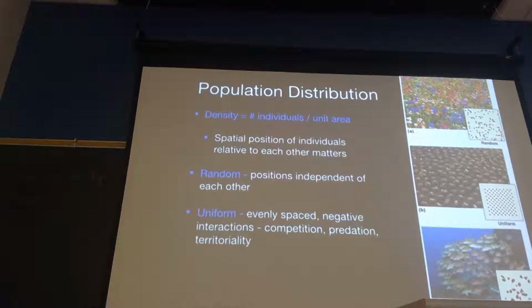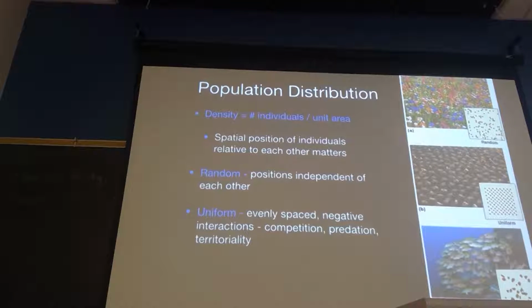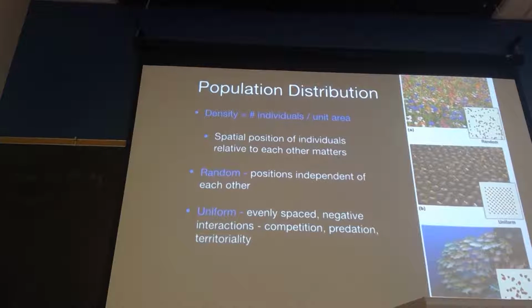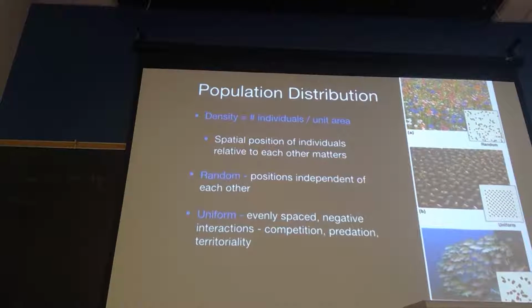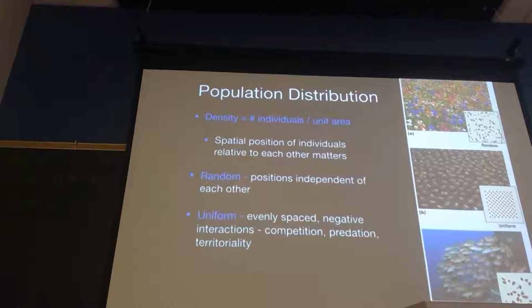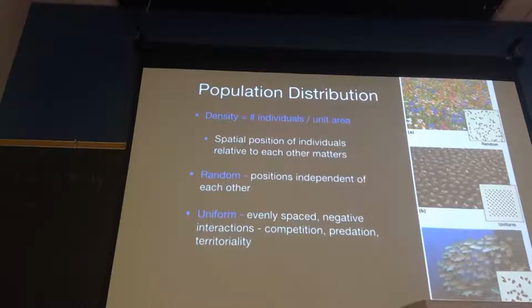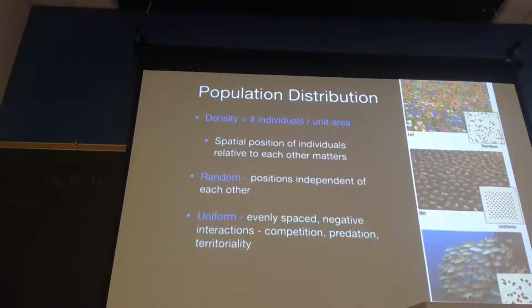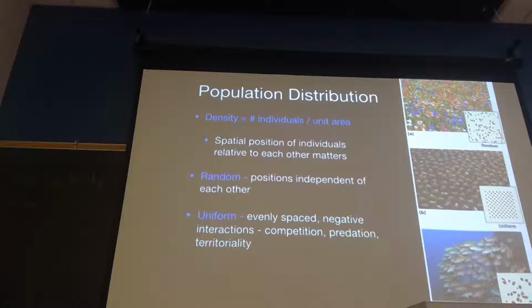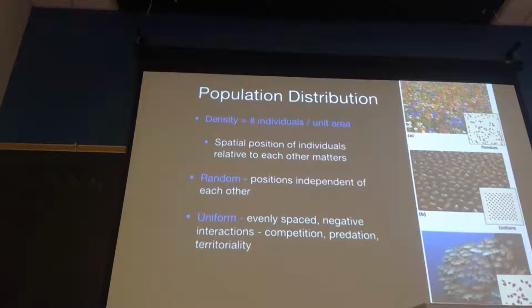Okay, the second category here is a uniform population distribution. In a uniform population distribution, the organisms and individuals in the population are very evenly spaced away from each other. And this is usually due to negative interactions between members of the same species. So competition for space often leads to a uniform distribution of individuals in a population.